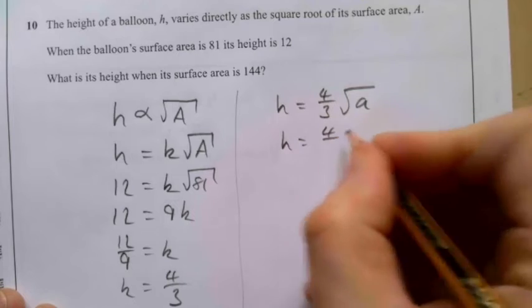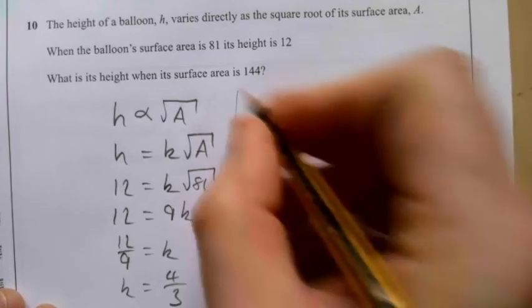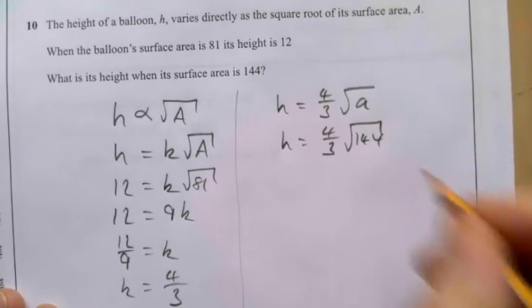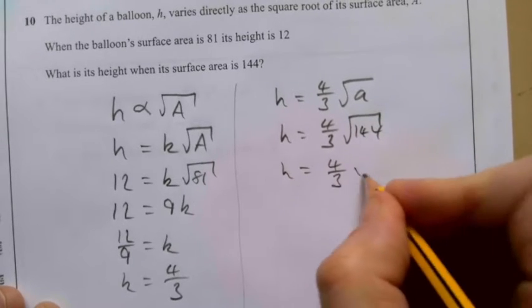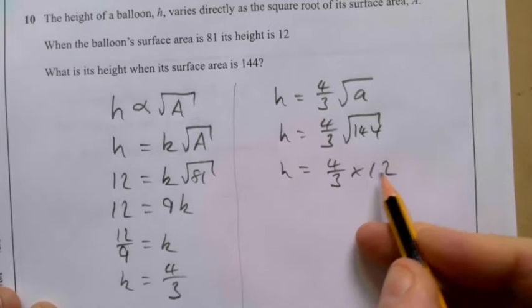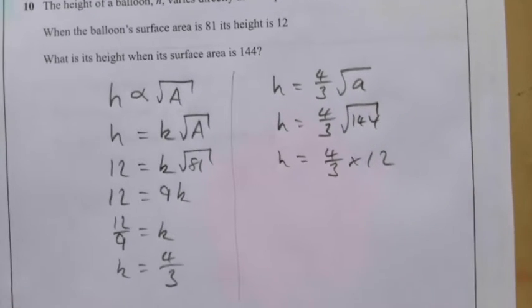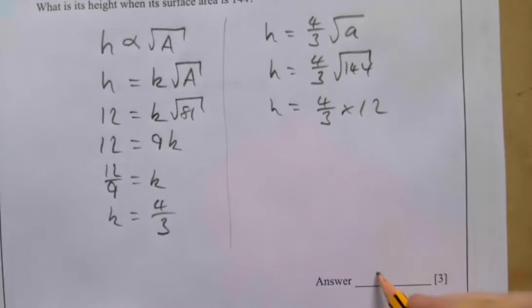H equals 4 over 3 times the square root of 144. H then is 4 over 3 times by 12. So 12 divided by 3 gives me 4 times 4. My answer then would be 16.